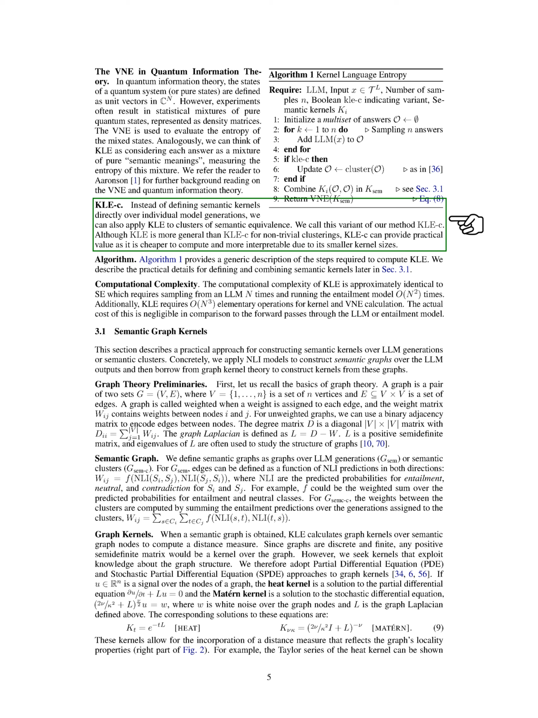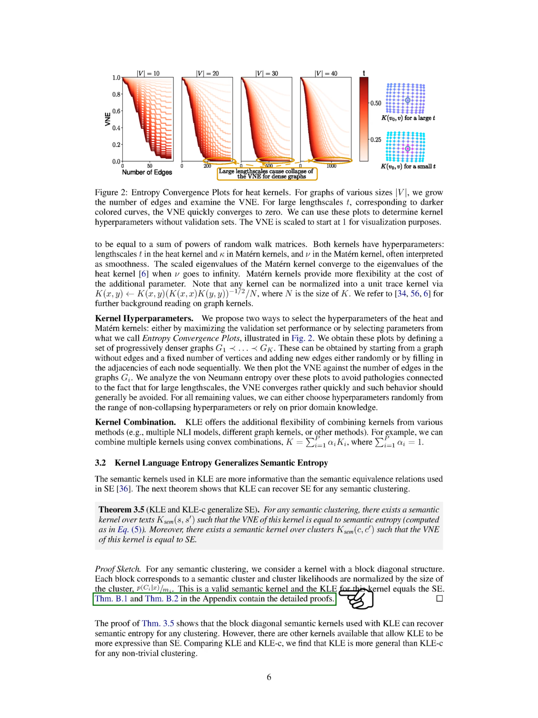We also discuss constructing semantic kernels over LLM outputs or semantic clusters using NLI models and graph kernel theory. KLE allows flexibility in combining kernels from different methods, such as multiple NLI models or graph kernels, using convex combinations. Furthermore, we show that the semantic kernels in KLE provide more information than those in SE. We demonstrate that KLE can recover SE for any semantic clustering, and the detailed proofs are provided in the appendix.